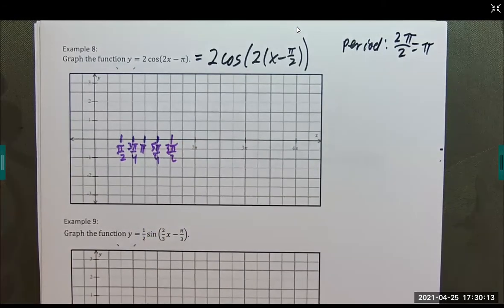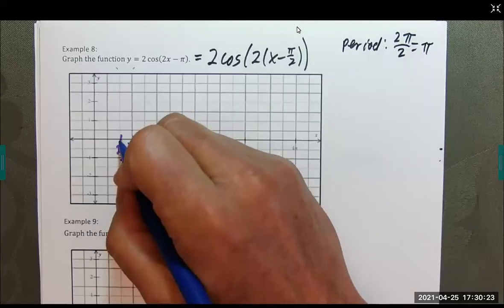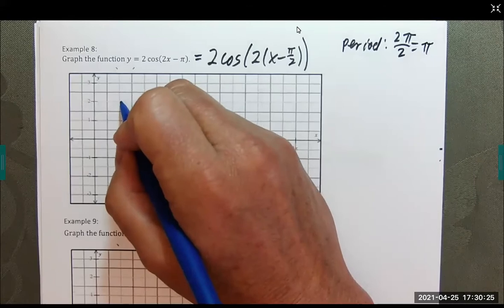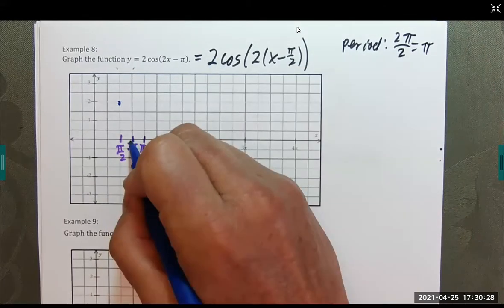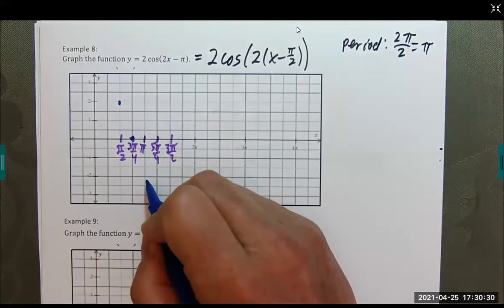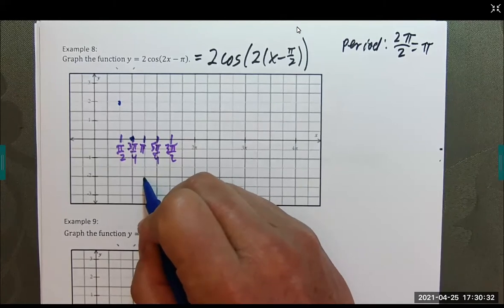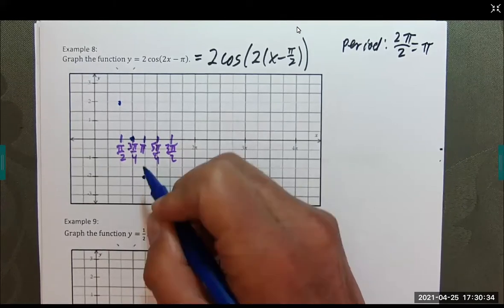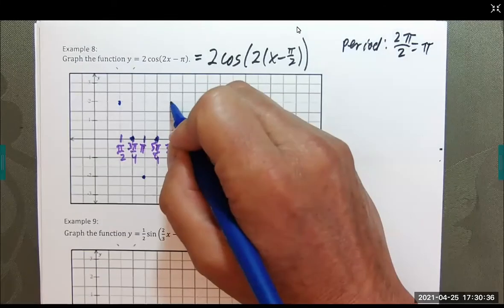So our entire cosine wave is going to fit there. Now remember, our amplitude is at 2. Remember, cosine starts up. So we're up here. Go down to here. Go down to -2. To 0. And back up to 2. Ooh, that is tight.